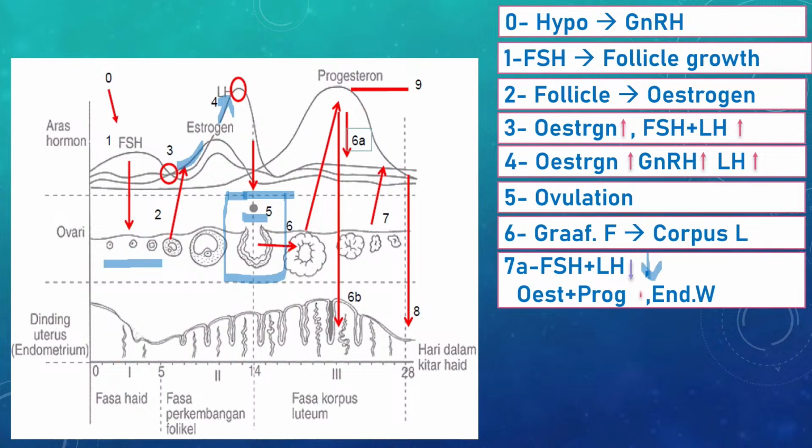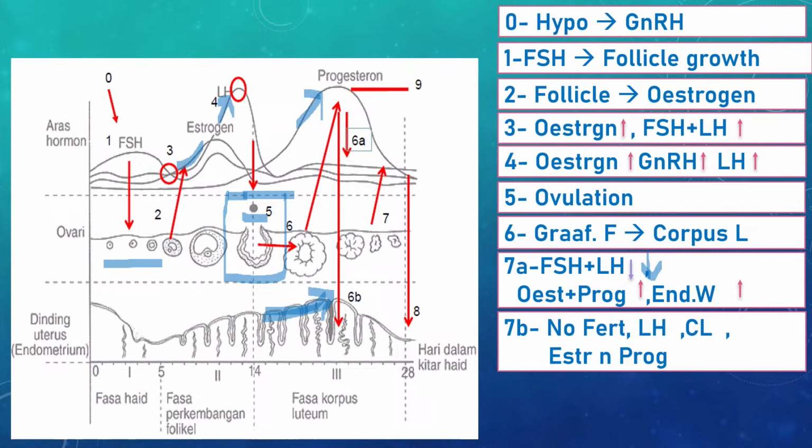Now estrogen and progesterone will increase. When estrogen and progesterone levels increase, you can see the endometrium wall increasing as well. The thickness of the endometrial wall also increases. You can see here, it starts increasing. As progesterone increases, the endometrial wall increases too.